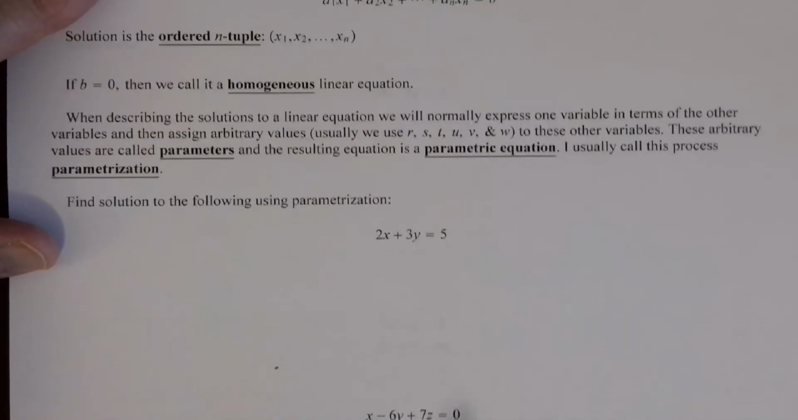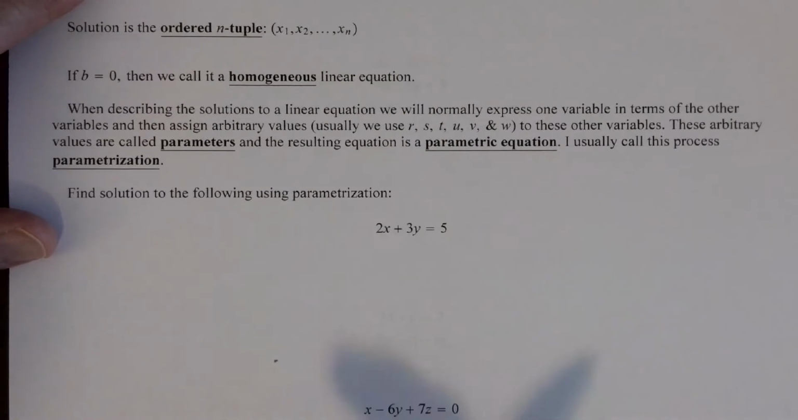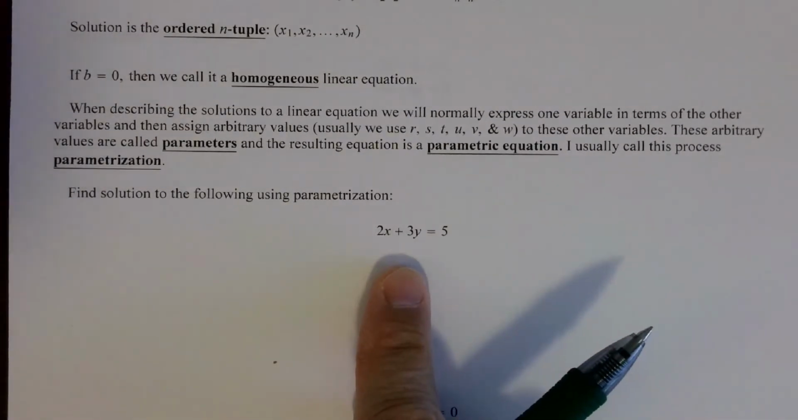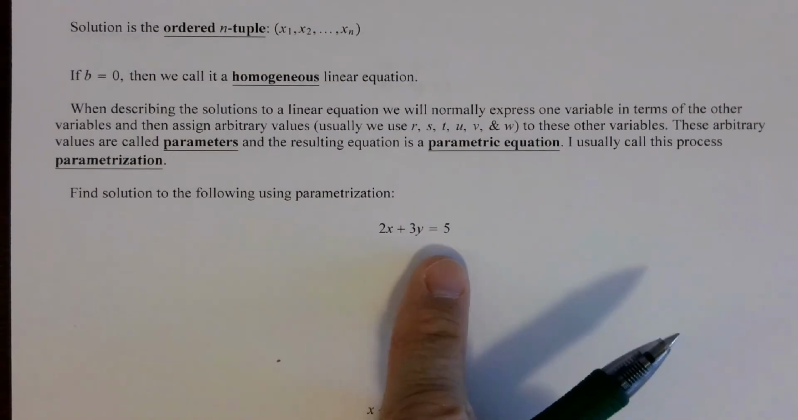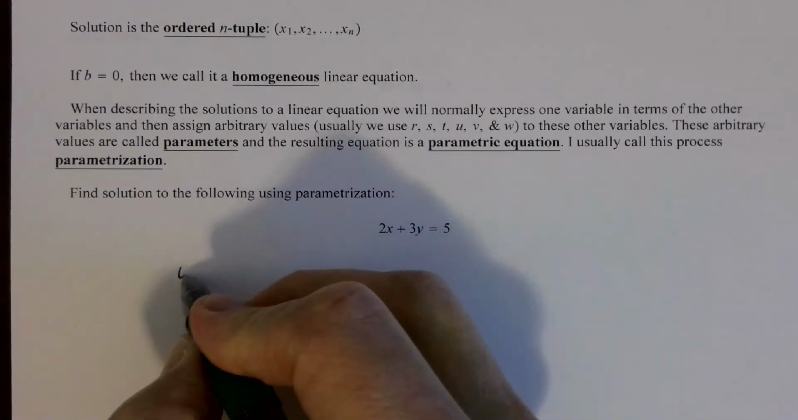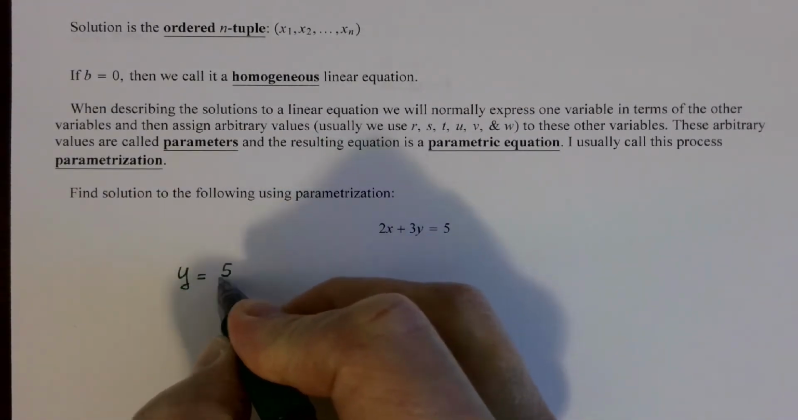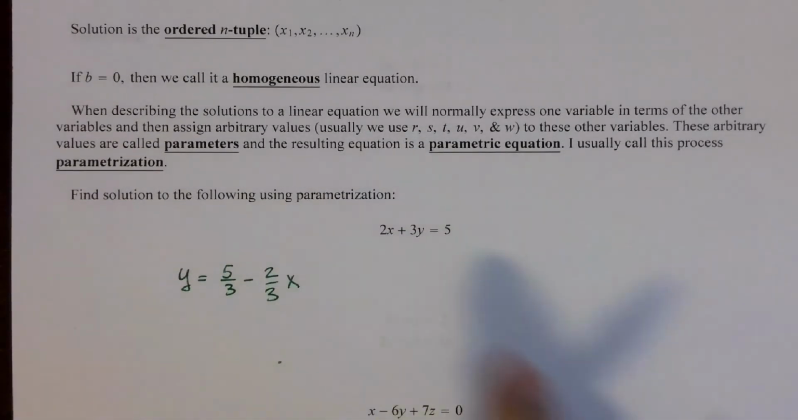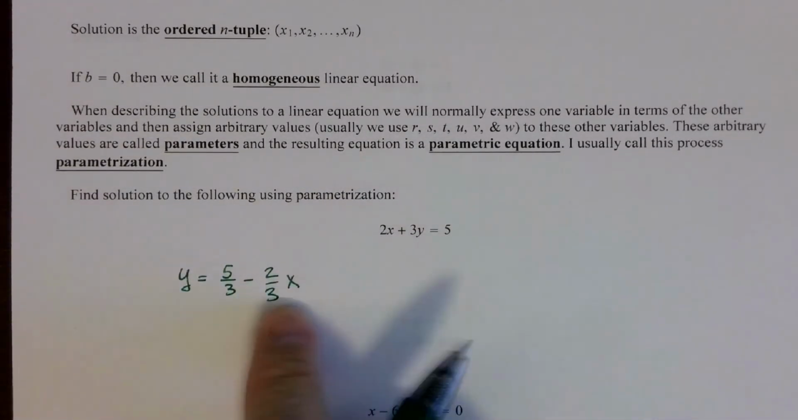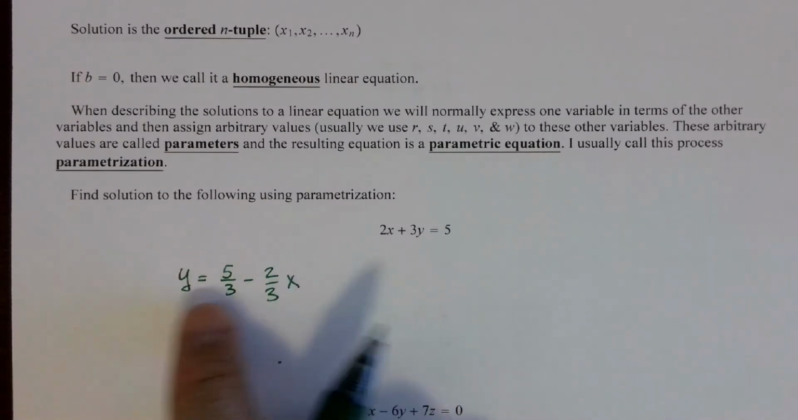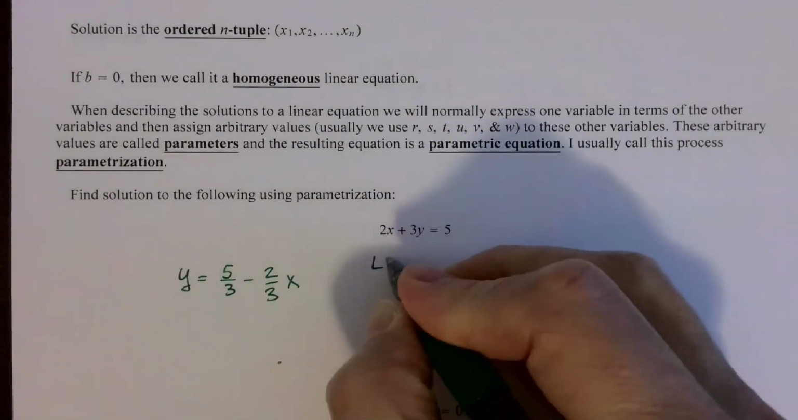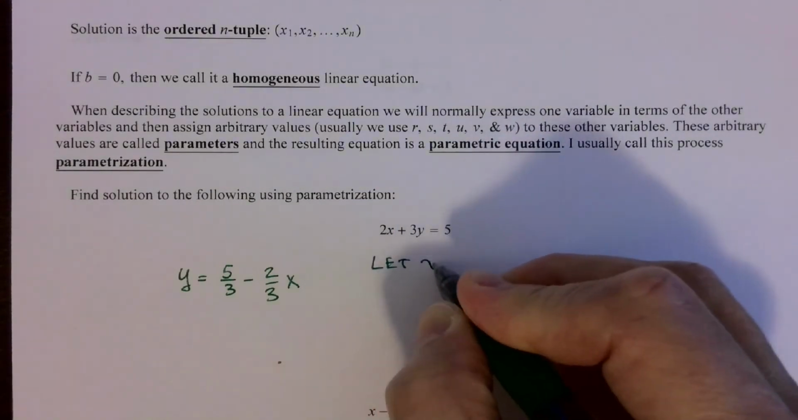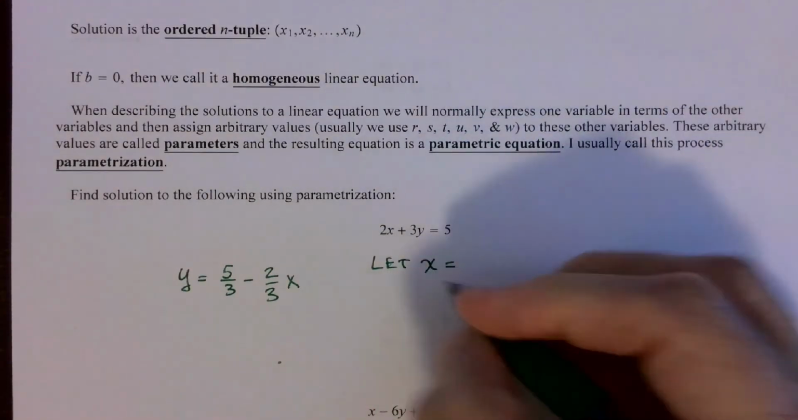And that only happens when we have infinitely many solutions. So if we go back to these, remember 2x plus 3y equals 5. Remember we solved above and we said y was equal to 5/3 minus 2/3 x. So one easy way to parameterize the solution is to solve for one of the variables like we did here. And then since I solved for y in terms of x, I'm going to let x be my parameter. Let x be, say, I'll pick t.